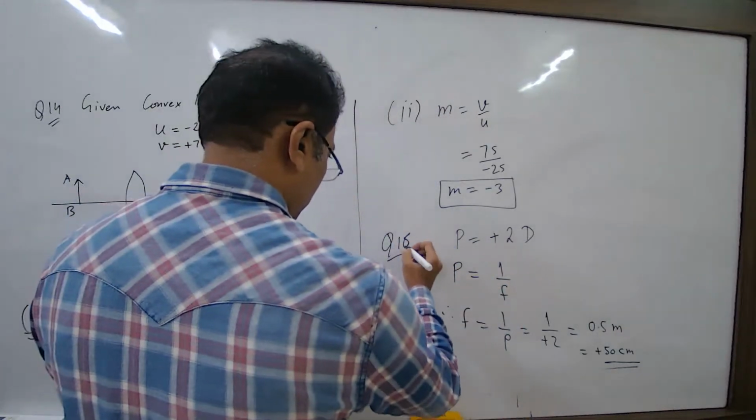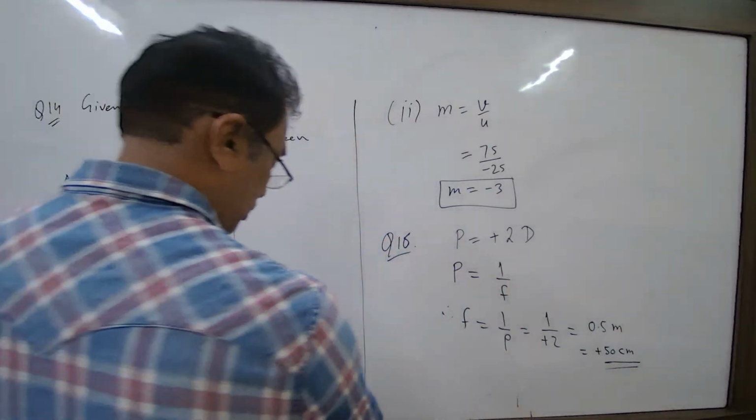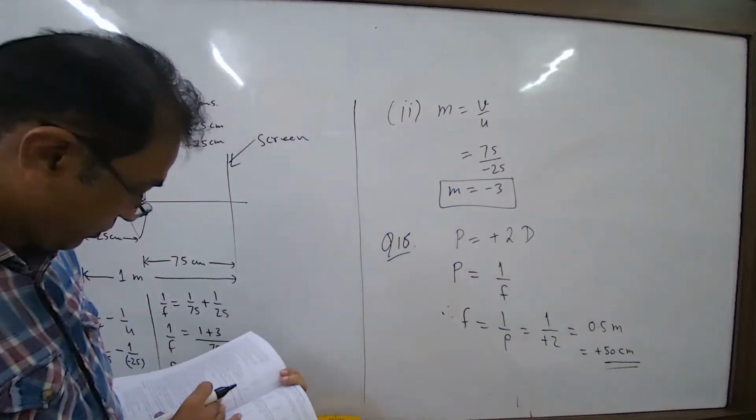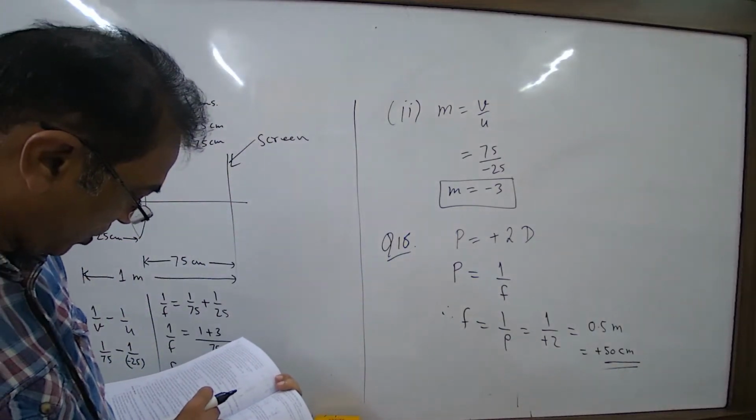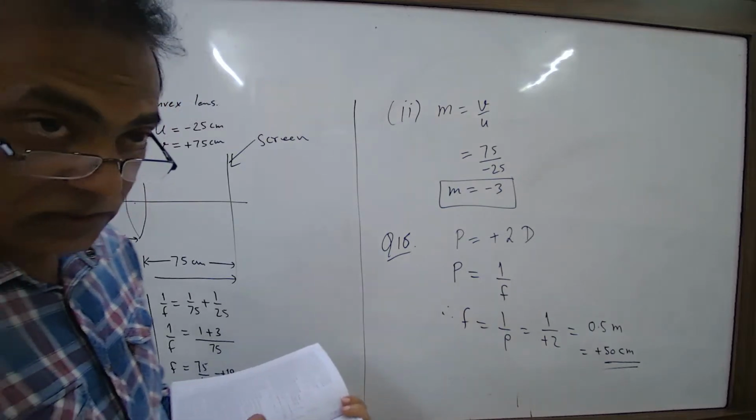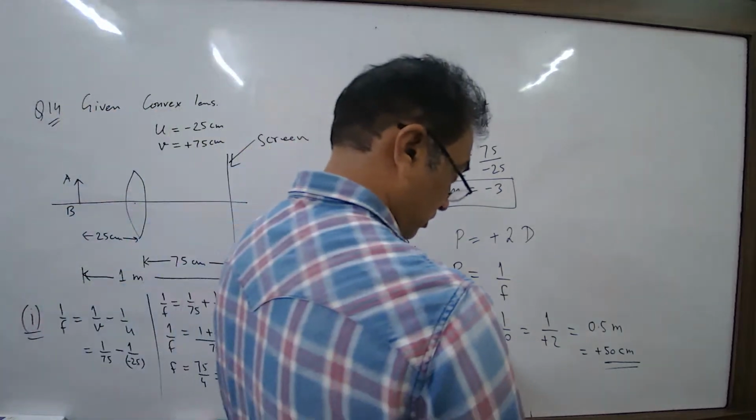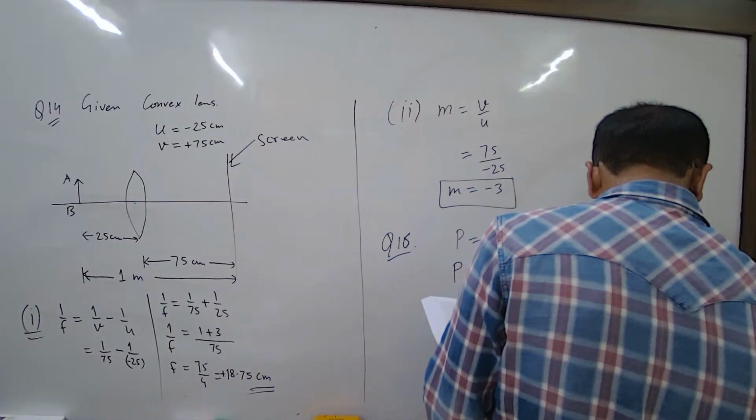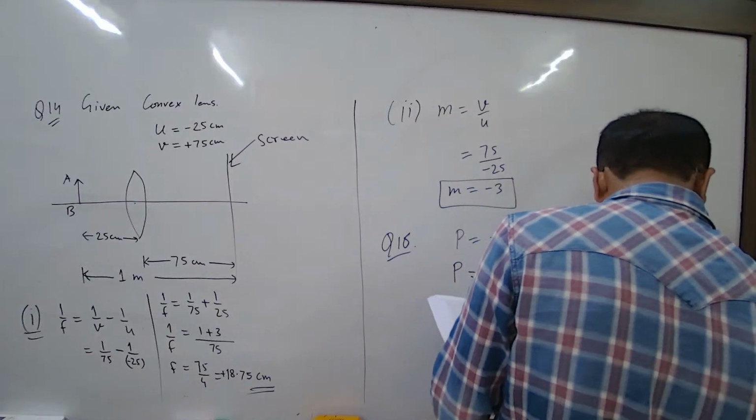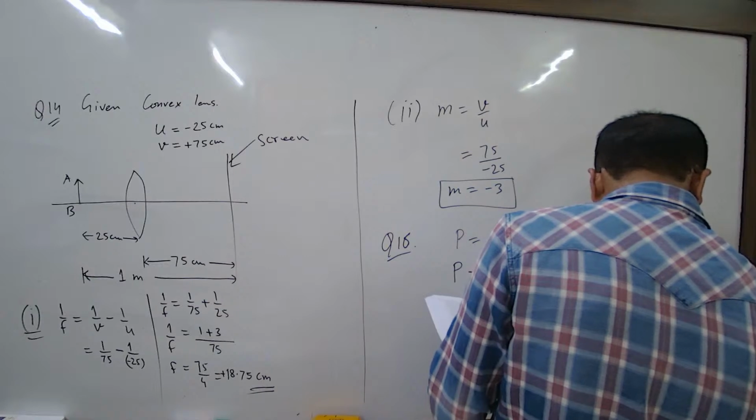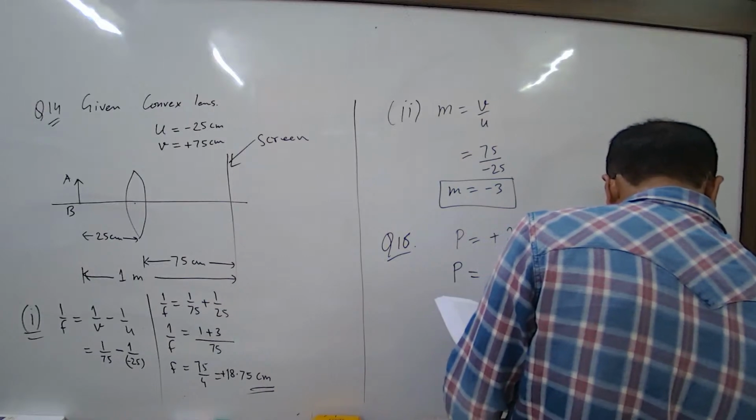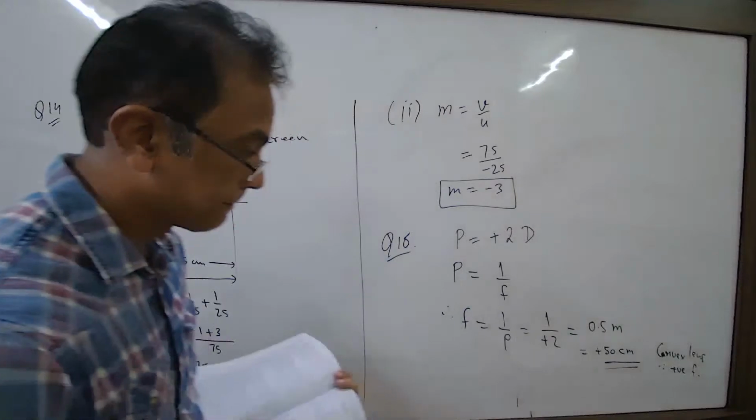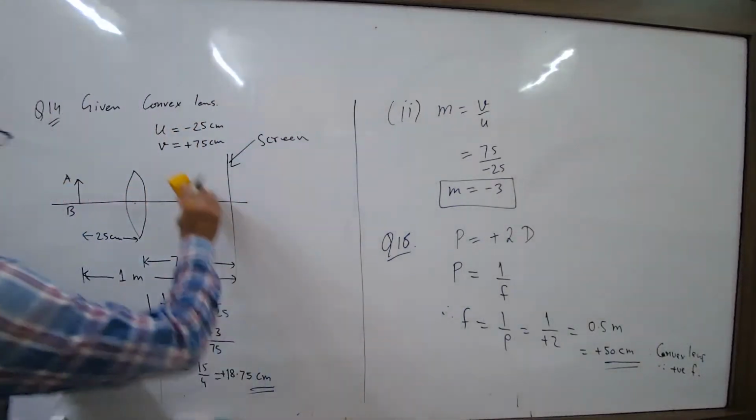Okay, 16 is done. So we got the focal length. State the kind of lens. Focal length is positive, so it should be a convex lens. Why convex lens? Since the focal length is positive. Okay, let's do the last question.